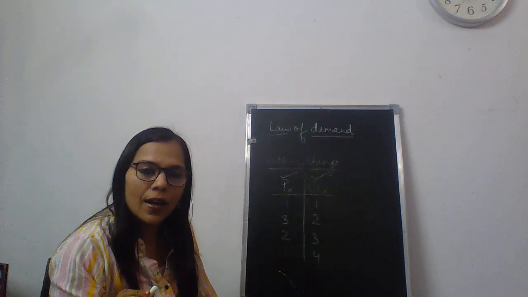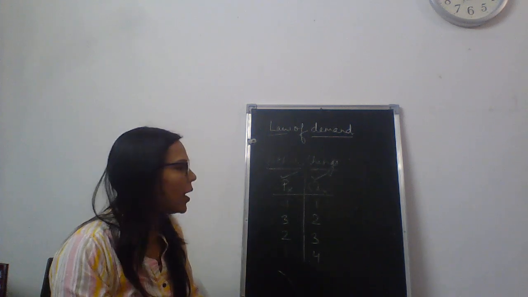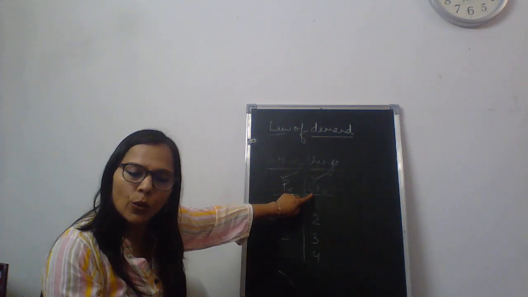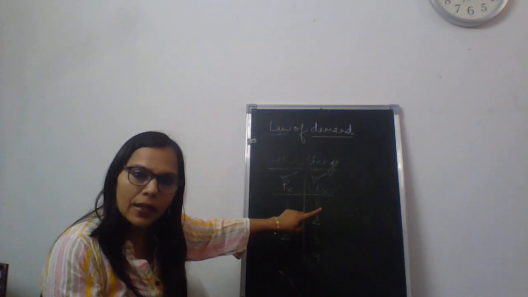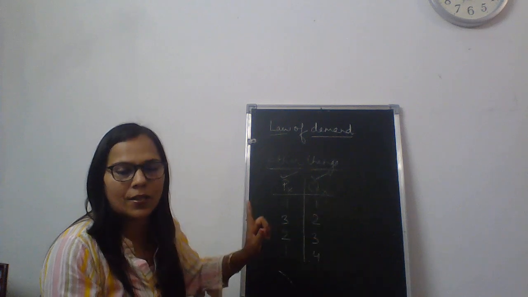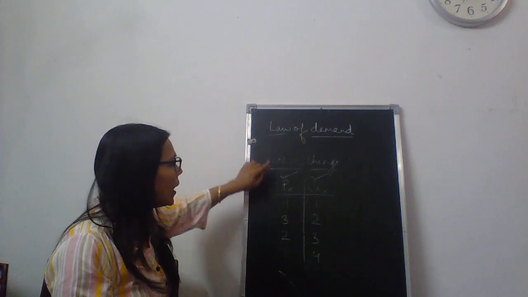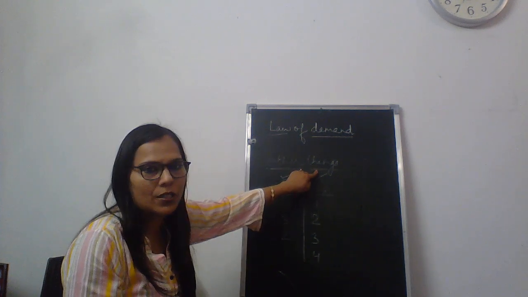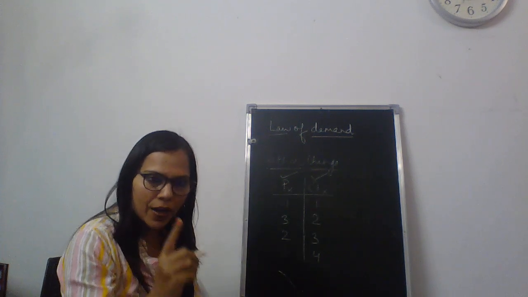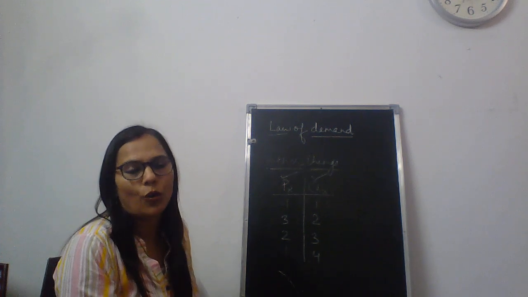So when we are analyzing law of demand, at one particular point of time, we would only consider price of the commodity and quantity demanded. Any other determinant of demand will remain constant. We will not consider it. So that is the meaning of the words other things remaining constant. There is an indirect relation between price of a commodity and its quantity demanded. That is the law of demand.